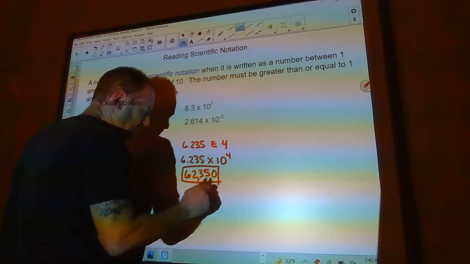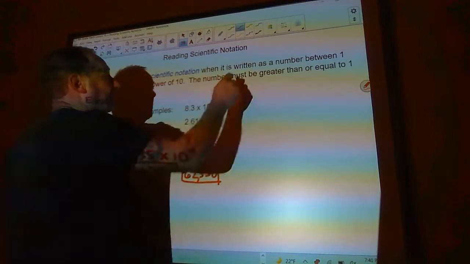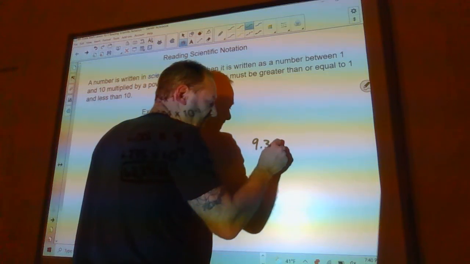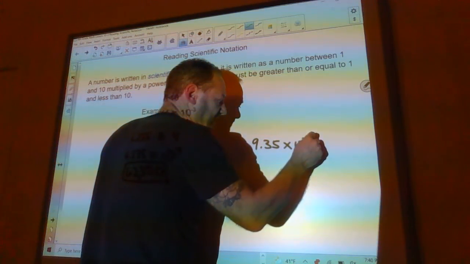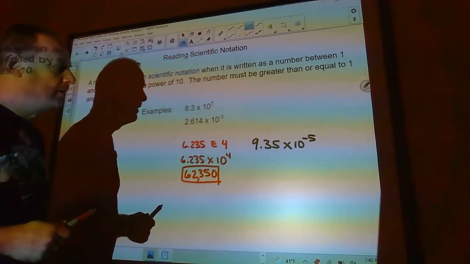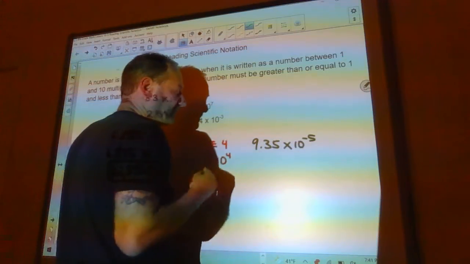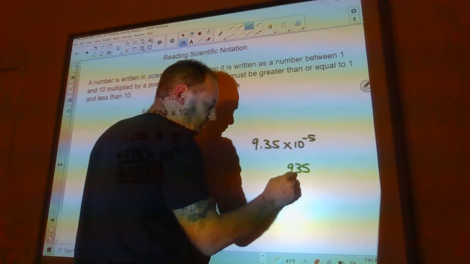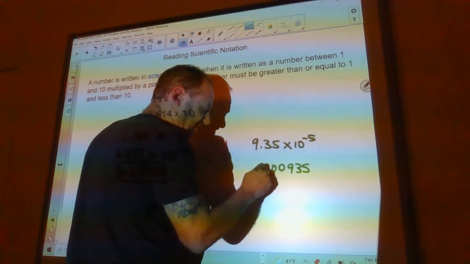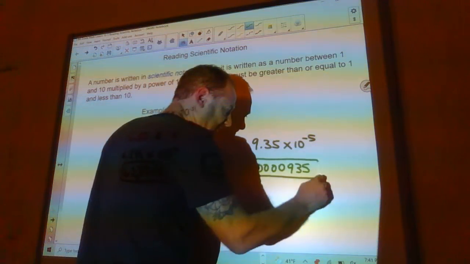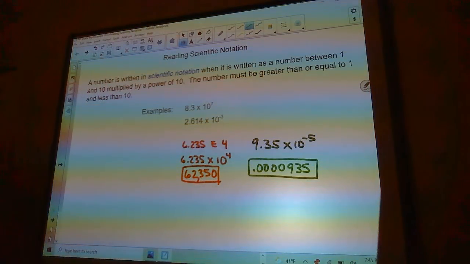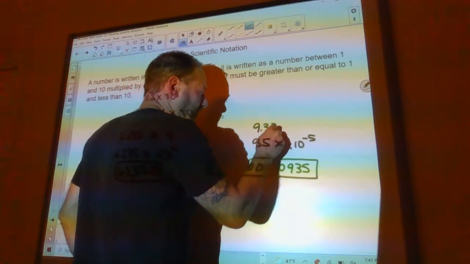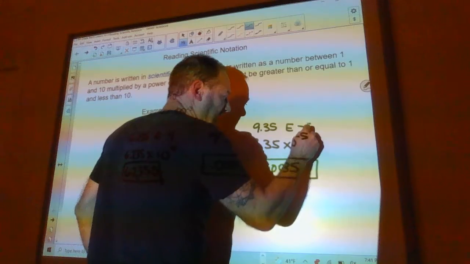Okay? Or you might see something like this: 9.35 times 10 to the negative 5 power. Okay, what that means is move the decimal 5 places to the left. So you'd have 935, but I'd move the decimal 1, 2, 3, 4, 5 places. That's that right there. Okay? Or this might show up on your calculators as 9.35 E negative 5 like that.